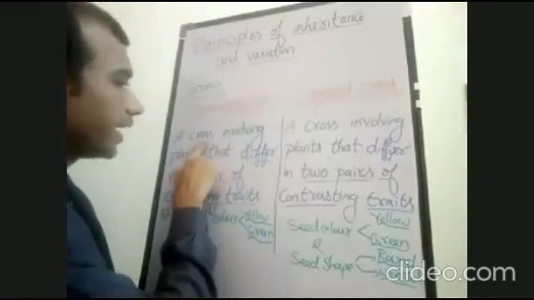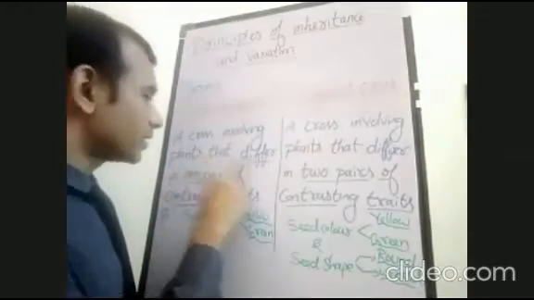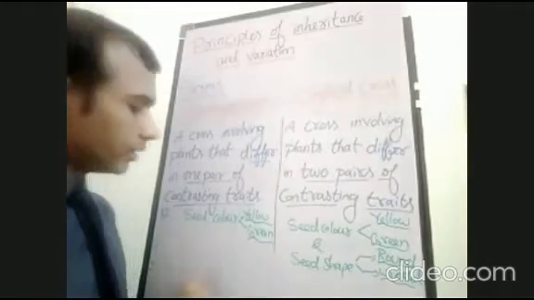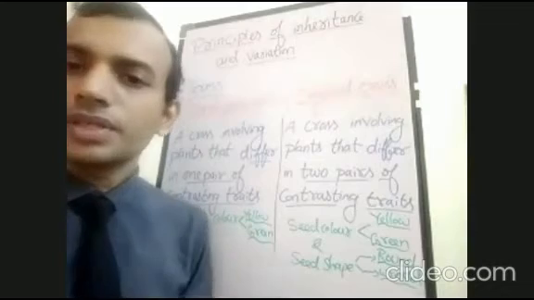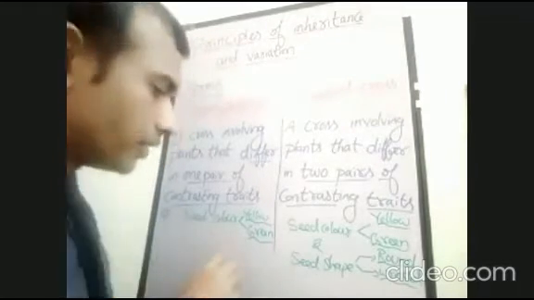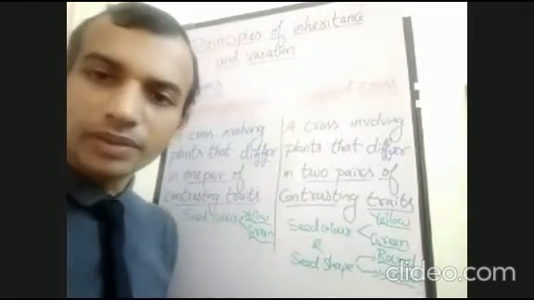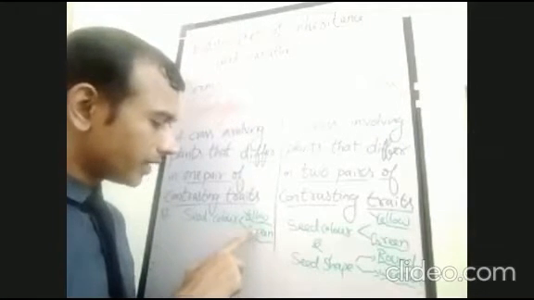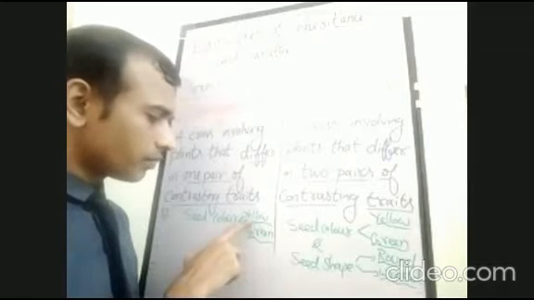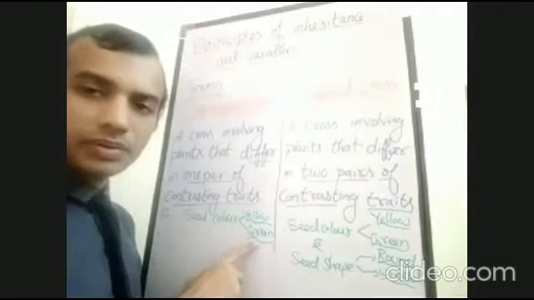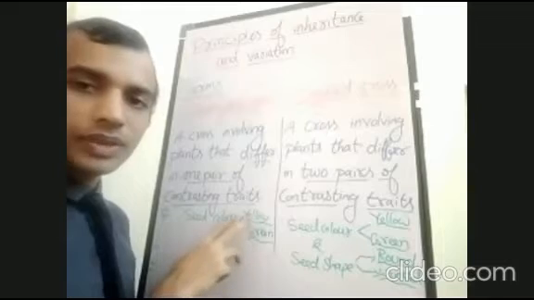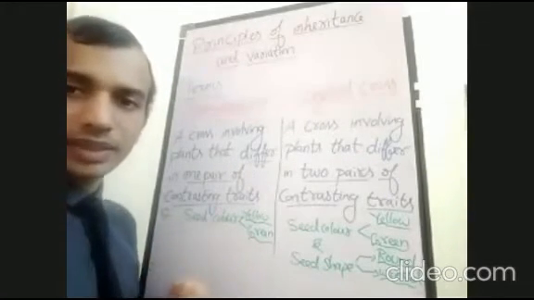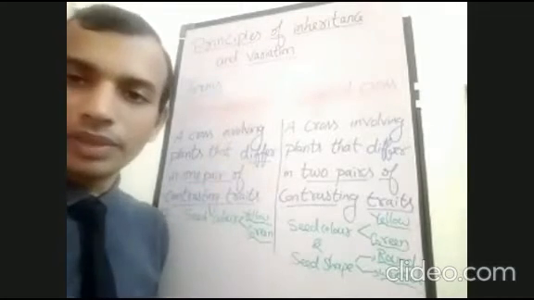So we say that a cross that involves plants that differ in one pair of contrasting traits. For example, seed color. You want to study only seed color. You're going to record the inheritance pattern of it. In seed color, the contrasting traits are yellow seed producing plants and green seed producing plants. So these are the two contrasting traits, but you are studying only one character, that is seed color. Then you call this a monohybrid cross.